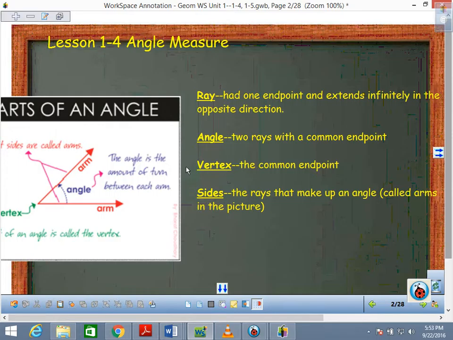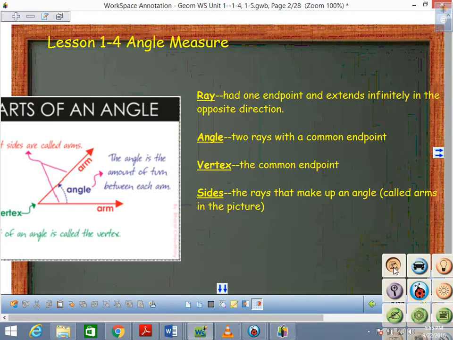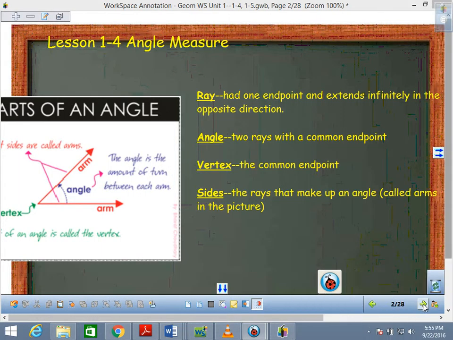Then you're going to have an angle. An angle is simply two rays. So here's a ray right here, and here's a ray right here. And those together with a common endpoint right here are going to be creating the angle themselves. The vertex is the common endpoint, so that spot right there is the vertex. And then the sides, called arms, right here and right here, are the two rays that make up the angle. Again, anytime the sub needs to pause so that you guys can write, make sure that she does that.